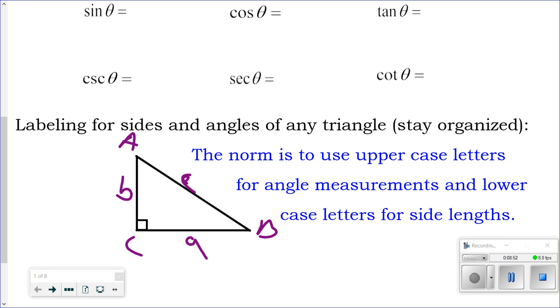And by the way, that side C has a special name. What is the special name for that side? Hypotenuse. Only right triangles have hypotenuses. The hypotenuse is always the longest side in a right triangle. It's the side opposite the right angle.